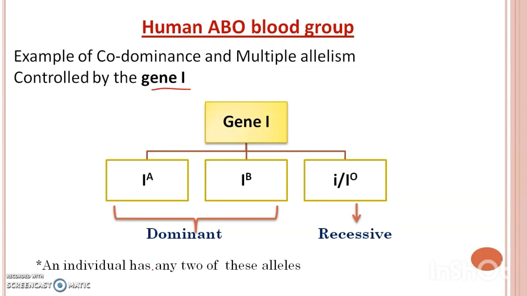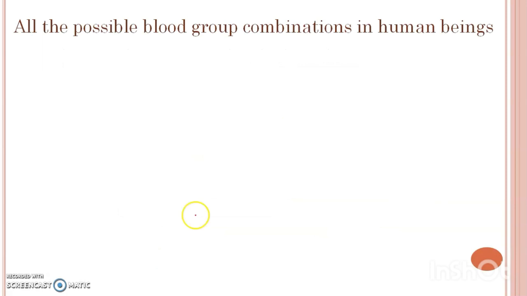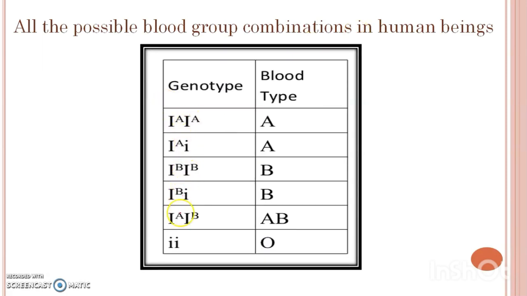So accordingly, if we look, there will be different combinations. They will be IAIA, IAi, IBIB, IBi, IAIB and ii. Okay, so these are the different genotypic combinations and these are the phenotypes, meaning the blood group type. Based on these human blood group genotypes and blood group types, we will solve some of the problems.